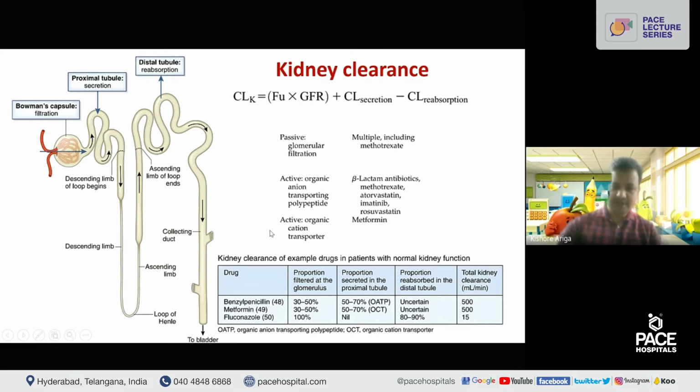Let me give an example. In a normal person, if we take benzyl penicillin, 30 to 50% is filtered at the glomerulus, but 50 to 70% is secreted by organic anion transport, and nothing is absorbed in the distal tubule. Whereas if we take fluconazole, 100% gets filtered, nothing is secreted, but 90% gets reabsorbed. So each drug has different filtration, secretion and absorption at the kidney.